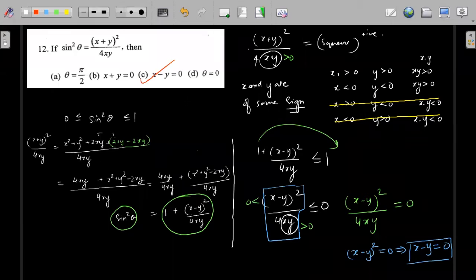Because see, why is it less than or equal to 1? Because see, sine square theta I am writing, this is equal to sine square theta. So from here, sine square theta is this thing. So instead of sine square theta, I'm just replacing this part. Just copy this one. Then we move on to the next one.